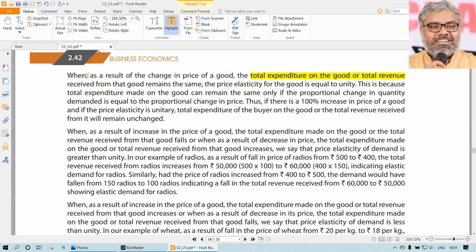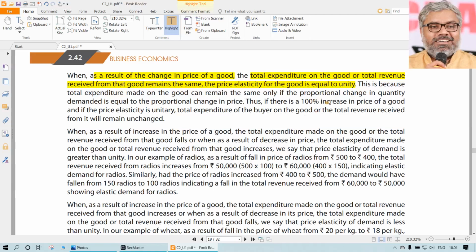So now, as a result of a change in the price of the good, that means the price of the good has changed, the total expenditure on the good or total revenue received from that good remains the same. If it remains the same, then what can we say? The price elasticity for the good is equal to unity.